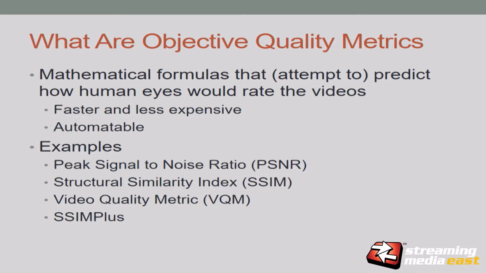So what are objective quality metrics? Basically, it's a mathematical formula that's designed to predict how human eyes will view a video. Subjective tests are expensive to do, they're time-consuming, and it's very hard to tell little differences between the clips that you're encoding. And what objective quality metrics like the peak signal-to-noise ratio, structural similarity, video quality metric, or SIMPLcv try to do is predict how humans will subjectively evaluate your videos. And some do a better job of it than others.